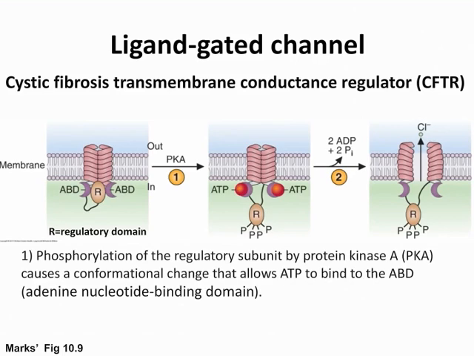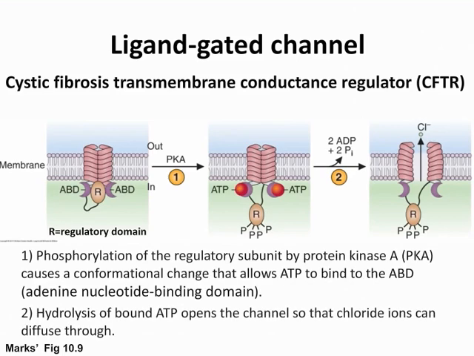So here we have an example of a gated channel. If he asks for an example of a ligand-gated channel, the example would be the CFTR. So cystic fibrosis transmembrane conductance regulator is an example of a gated channel. You don't really have to know too in depth how it works, but in the pictures below he shows you that you have this mechanism that works through phosphorylation.